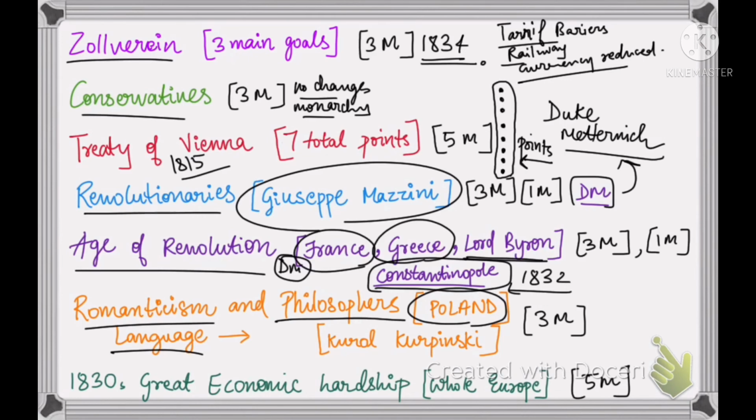And here we have a person named Karol Kurpinski, who celebrated and fought in the national struggle through his operas, his music and his folk dances. The folk dances of Poland were the Polonaise and Mazurka, and because of this Poland was later brought back as an independent nation. As I had said, language also plays an important role.